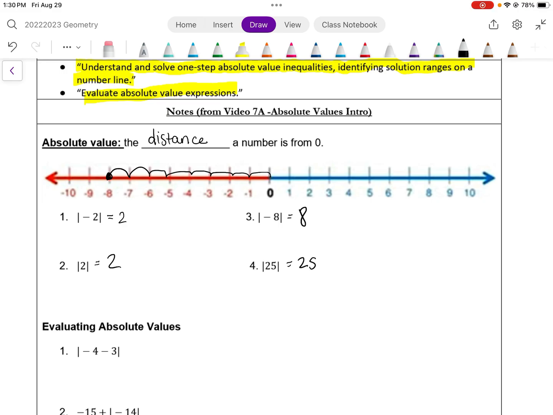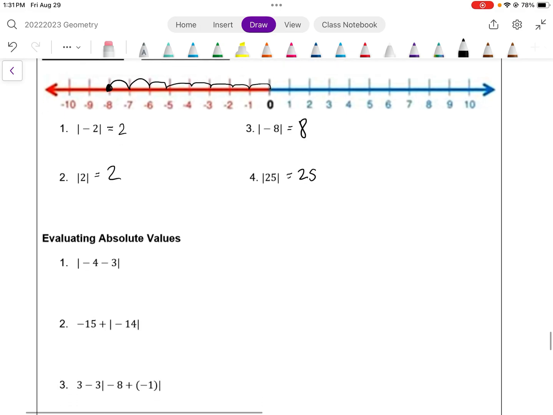Okay, so let's talk about evaluating absolute values. So this is more like expressions, okay? We're going to have multiple things going on. If it's inside the absolute value bars, you're going to combine them first, just like you would inside of a set of parentheses. It's kind of like they're grouped together. You deal with that first. Then you think about what the absolute value would be. So since negative 4 minus 3 is all under the absolute value together, you can go ahead and say that that's the absolute value of negative 7, which is just 7.